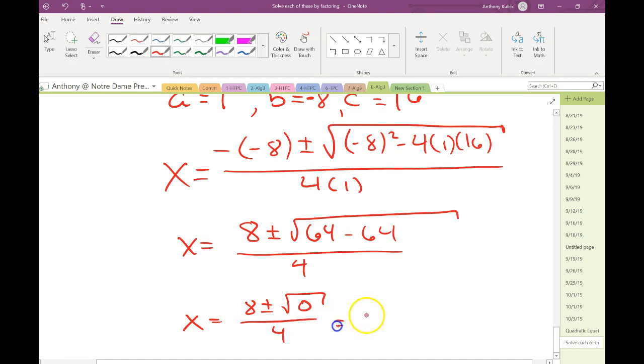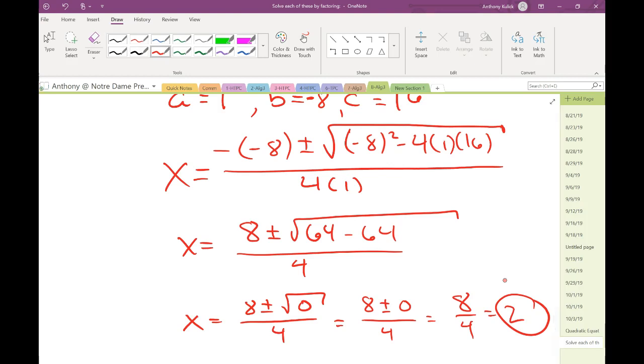The square root of 0 is... Anybody? It's 0. And if I have 8 plus 0, what do I get? 8. If I have 8 minus 0, what do I get? 8. So either way, I just get 8. So I have one answer to this. That answer is 2.